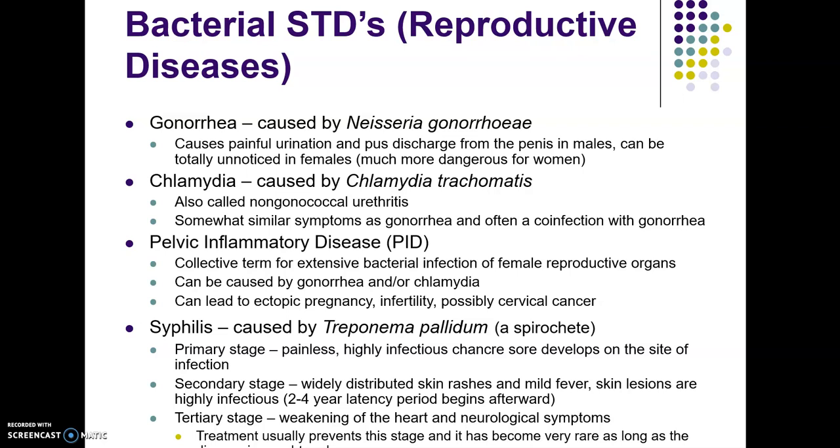Tertiary stage will include weakening of the heart, neurological symptoms, and certainly there is treatment available. The same type of antibiotics that are used with Lyme disease, which is doxycycline, that can be helpful in treating syphilis, but it does not cure it. Once you have syphilis, you have it forever, just like Lyme disease, but it is very, very treatable with antibiotics.